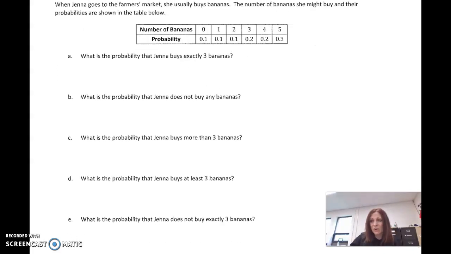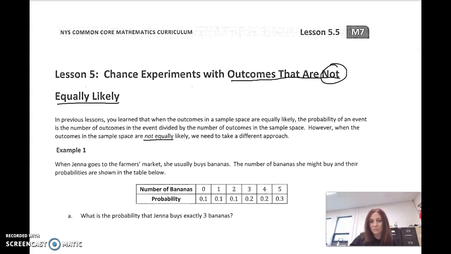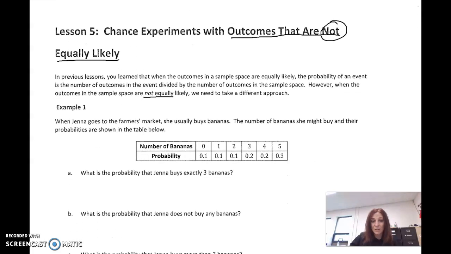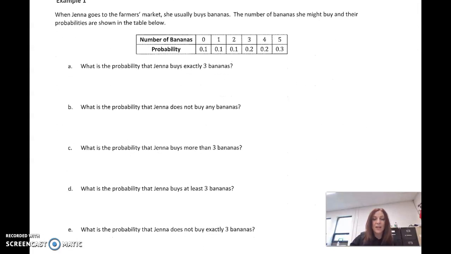So Jenna is going to go to the farmer's market, and she's going to buy bananas. The number of bananas she might buy and their probabilities are shown in the table below. So what does that mean? Well, the probability is 1/10 that she's going to buy 0 bananas. The probability she buys 1 banana is also 1/10.